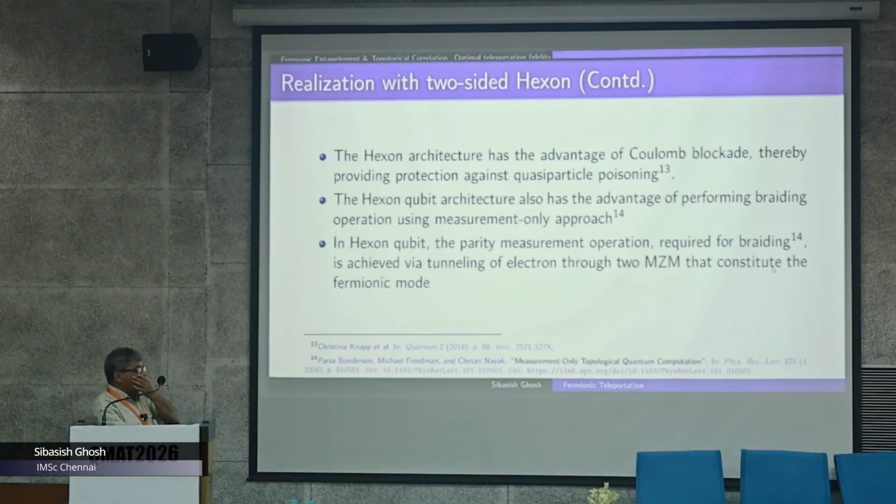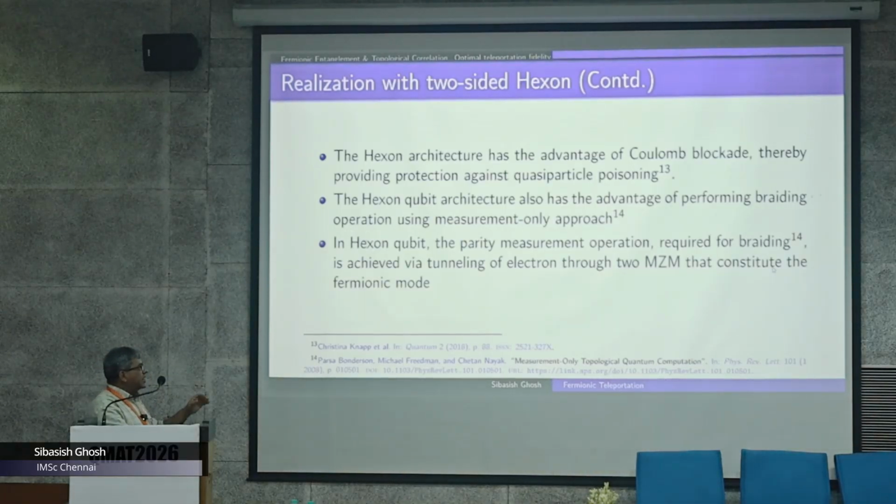Okay, so this hexon architecture has the advantage that it has Coulomb blockade, and thereby it provides protection from quasi-particle poisoning. Of course, quasi-particle poisoning protection it can give up to a certain level. If it is more than that threshold value, you will have to do error correction there. Also the measurement for braiding that we will have to consider will also incorporate this quasi-particle poisoning. So ultimately we will have to do error correction here in order to get good quality teleportation fidelity.